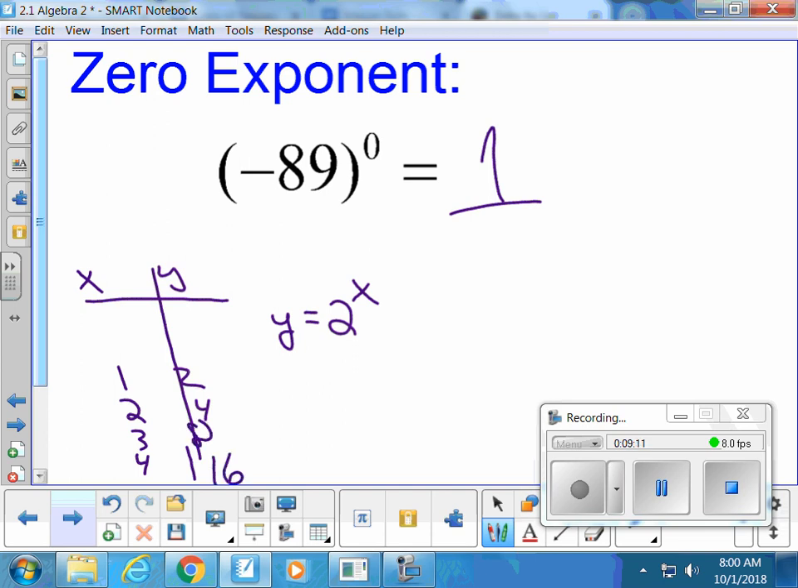And then 2 to the fourth power? 16. So if we go backwards, I'll show you the pattern that's developing. 16 divided by 2 is 8. 8 divided by 2 is 4. 4 divided by 2 is 2. And 2 divided by 2 is 1. So anything to the 0 power equals 1 just keeps that pattern going. Every t-chart you ever make would have a pattern, and a 0 right here wouldn't fit that pattern.